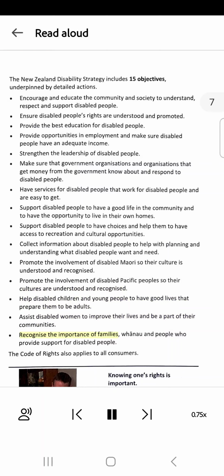Recognize the importance of families, whānau and people who provide support for disabled people. The Code of Rights also applies to all consumers. Knowing one's rights is important.